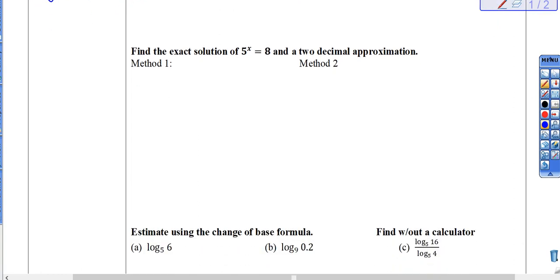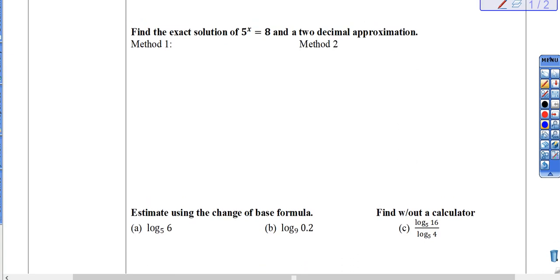So here we go. We're going to solve this equation. Find the exact solution, exact, not approximate, exact solution of 5 to the x equals 8. And give me the 2 decimal approximation. Okay, so the strategies we know so far are when our x is in the exponent, and it's what we're solving for, what we try to do is to make each side of the equation have the same base number, but I can't make base 5 out of a base 8. I can't. So I have to go with another method.